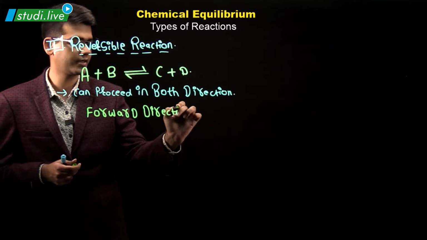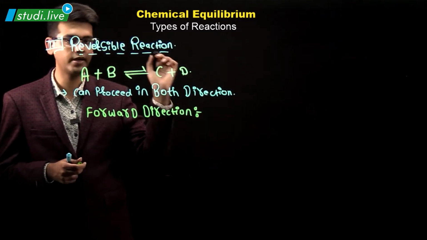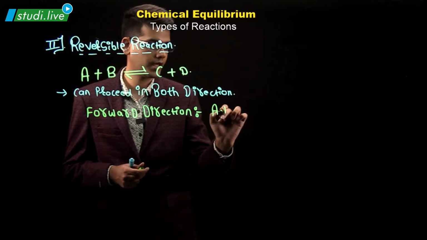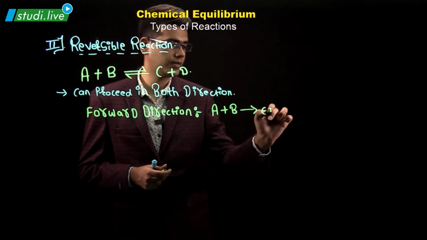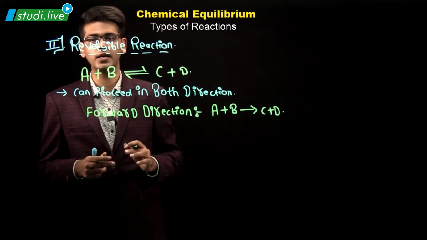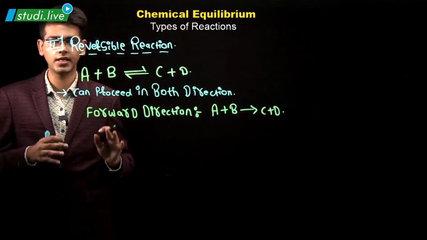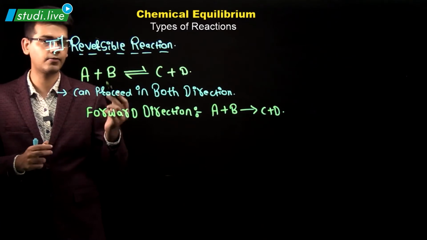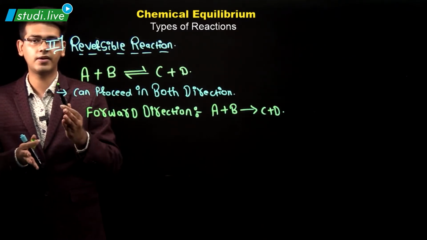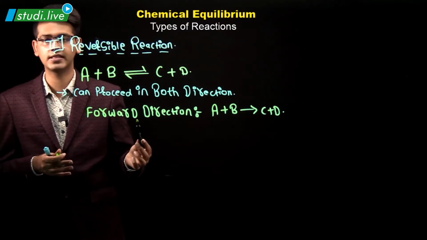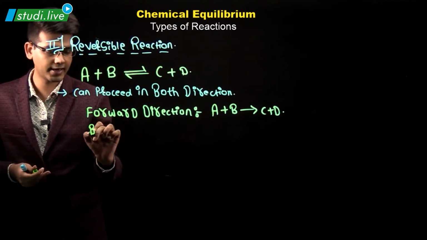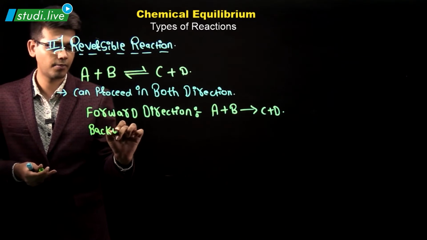So, if I am saying that a reaction is proceeding in forward direction, it means that the reaction is proceeding from A plus B to C plus D. This is nothing but the forward direction of the reaction, and this is not only with respect to this particular reaction. In the whole chapter, whenever the reaction proceeds from left hand side to right hand side, we will always say the reaction is proceeding in the forward direction, and the other direction which we consider is the backward direction.